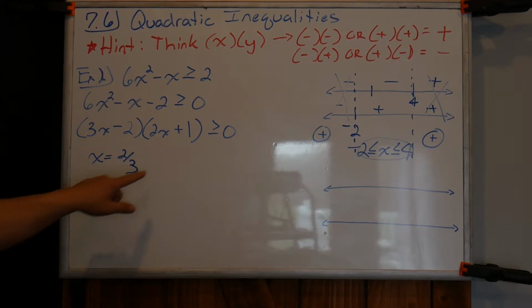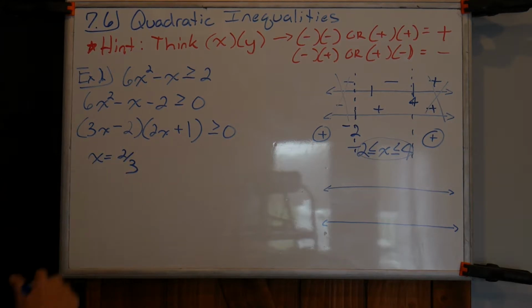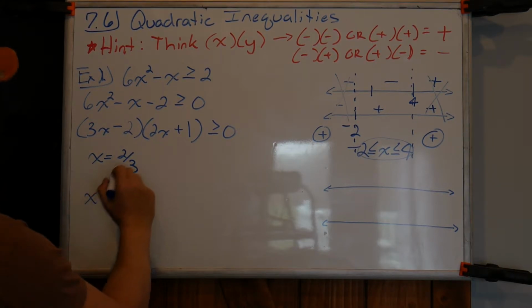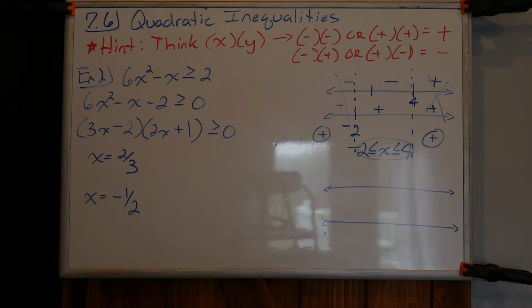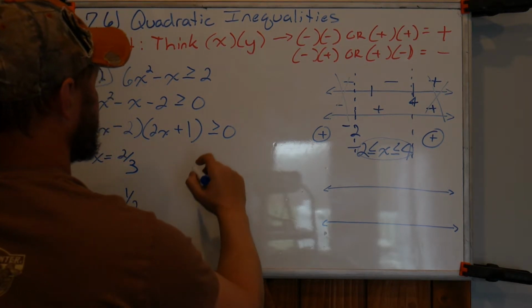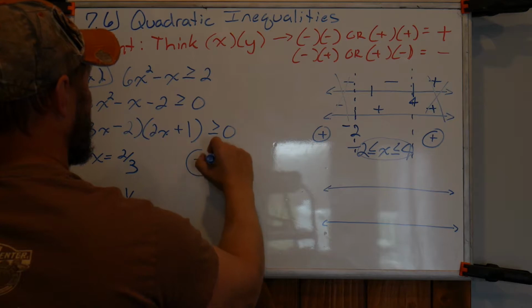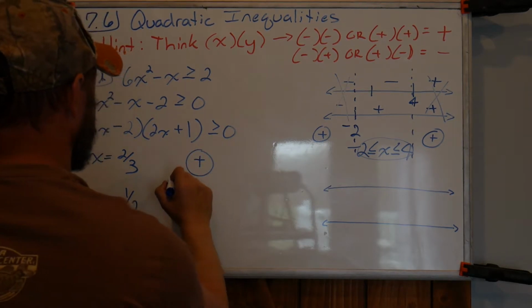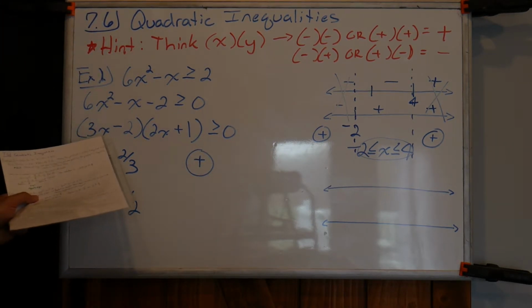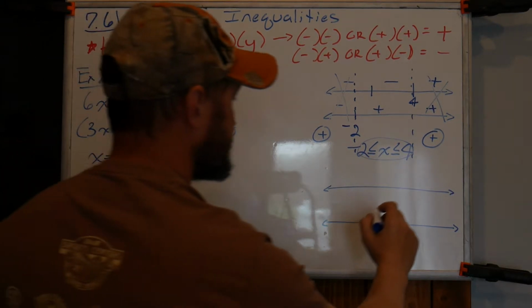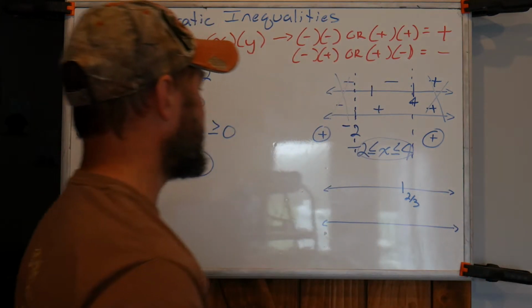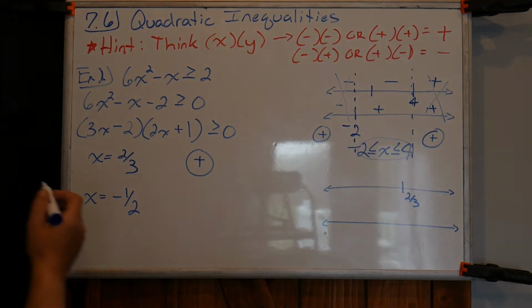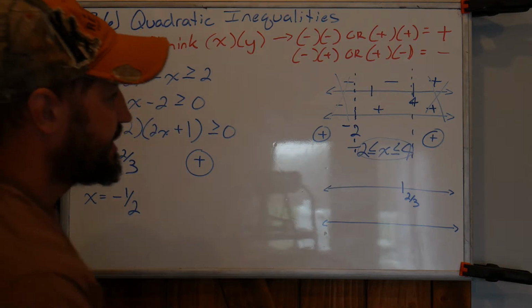3x minus 2 greater than or equal to 0. So there's one of my x values. And my other one is negative 1/2, 2x plus 1 greater than or equal to 0. Greater than or equal to 0, I need a positive answer. So I need this piece, we'll start up here, 2/3, we'll say that's there, 2/3.